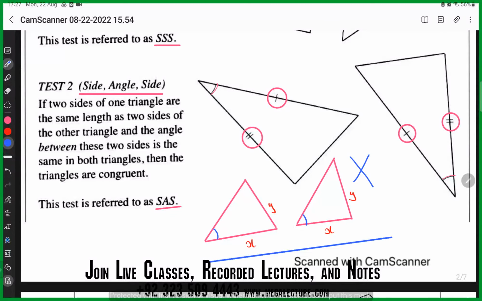It could be that the two triangles are congruent, but this does not provide sufficient information. In order to use test 2, what is the condition? Side, then angle, and then the other side. This has to be same in this order. And side, side, side meant three sides are same. Side, angle, side means sides are same, angle is same, and then the next side is same.